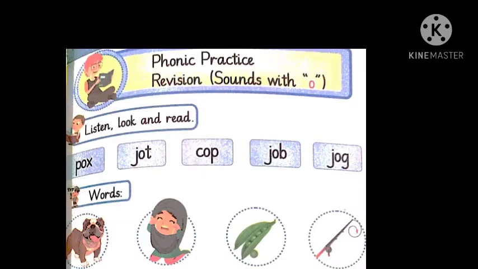We will do phonic practice, revision of sounds with O. We have read the sounds with O. Now we are going to revise. Listen, look and read. Look at the first word. What is it? P, ox, pox. J, ot, jot. K, op, cop. Next word, J, ob, job. Last word in the first line, j, og, jog.